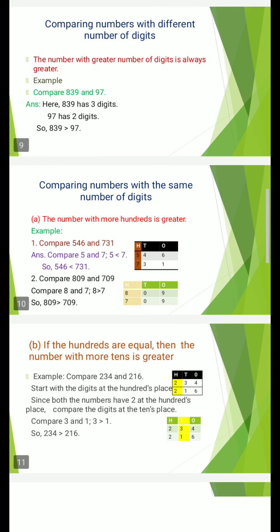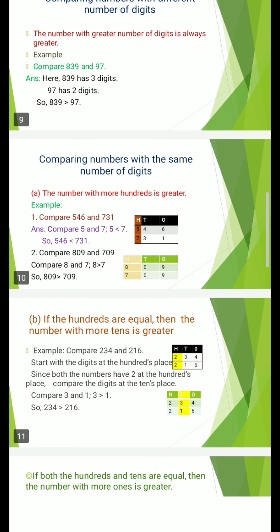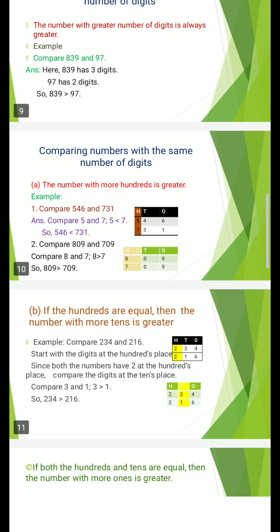Now we want to compare 809 and 709. We want to compare these numbers. We compare the digits on the hundreds place. The digits on the hundreds place are 8 and 7. 8 is always greater than 7. So 809 is greater than 709.